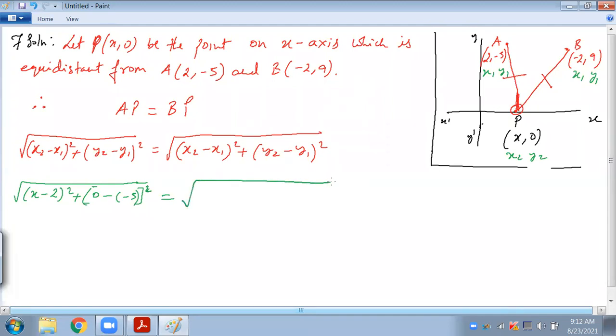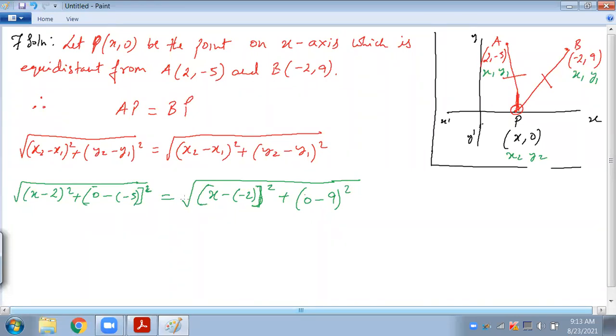Again, now this part is for B and P. We are going to see B and P and put the value of x1, y1, x2, y2. Okay, x2 is how much? X minus x1 is how much? Minus 2. So minus of minus 2 plus y2 is how much? 0 minus y1 is what? 9.